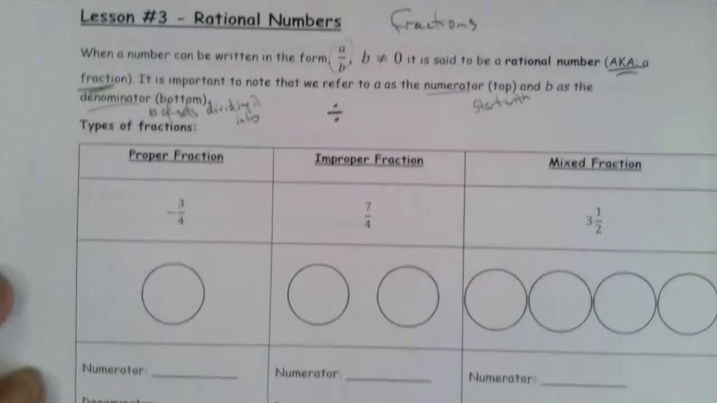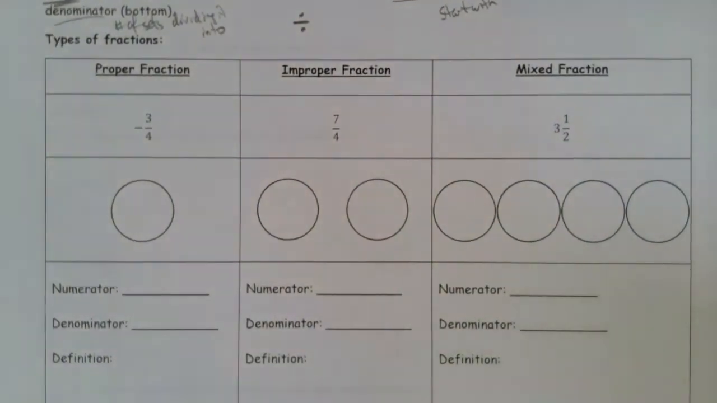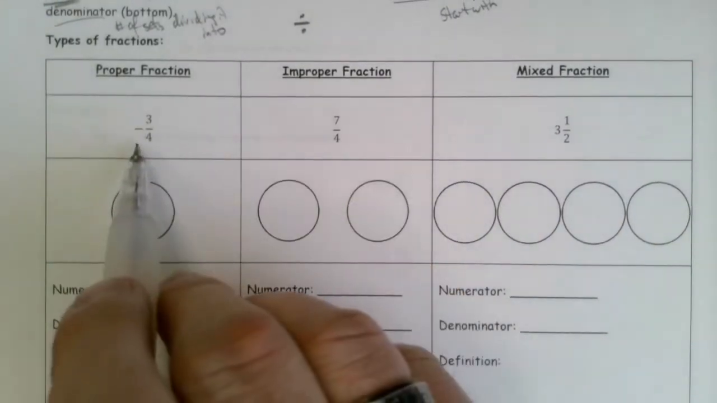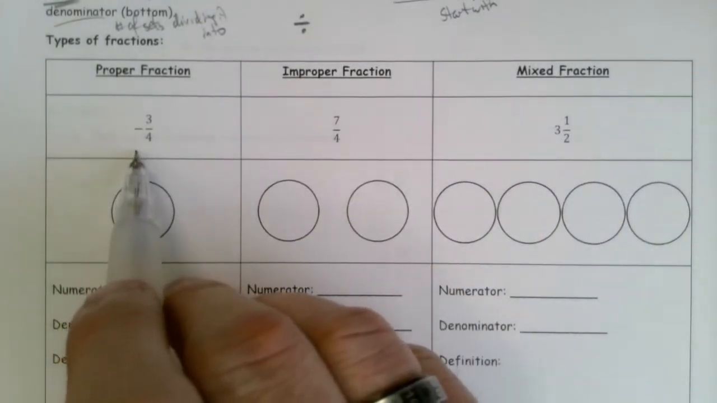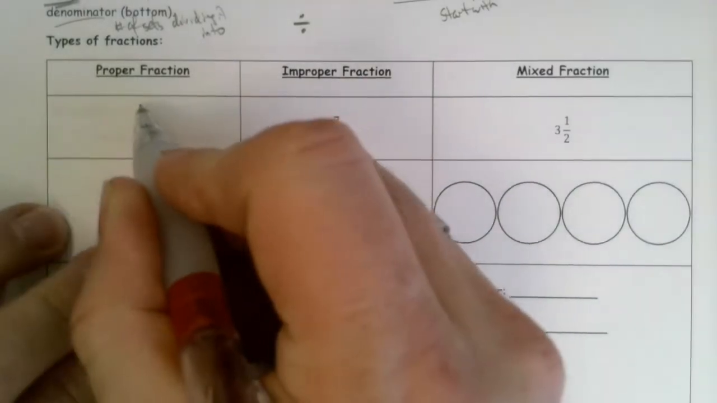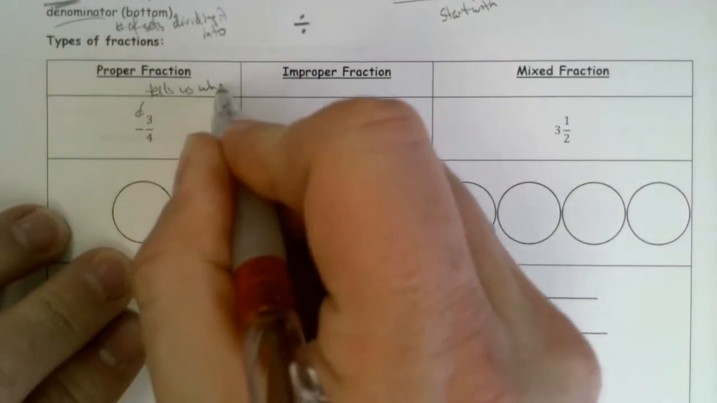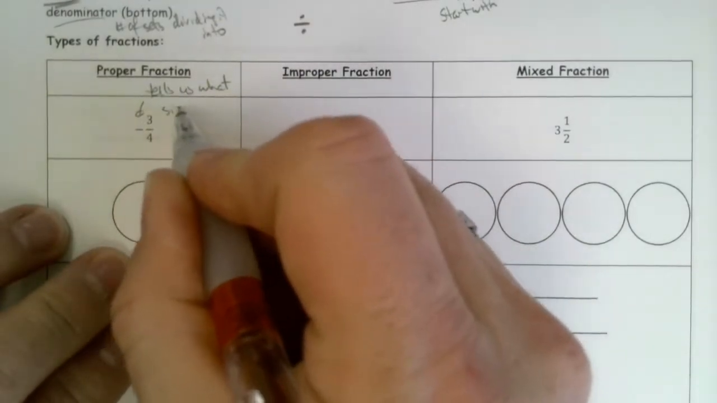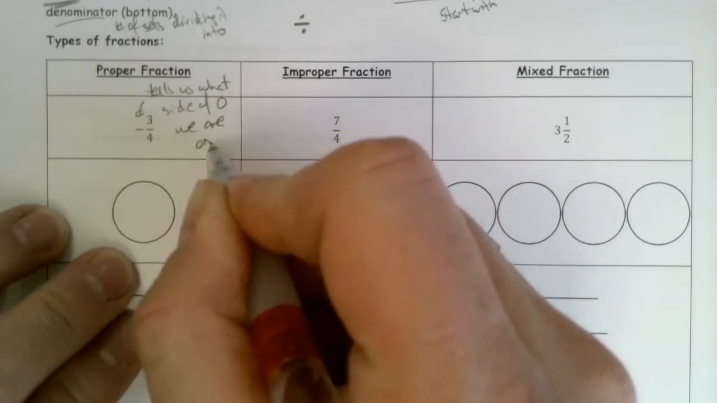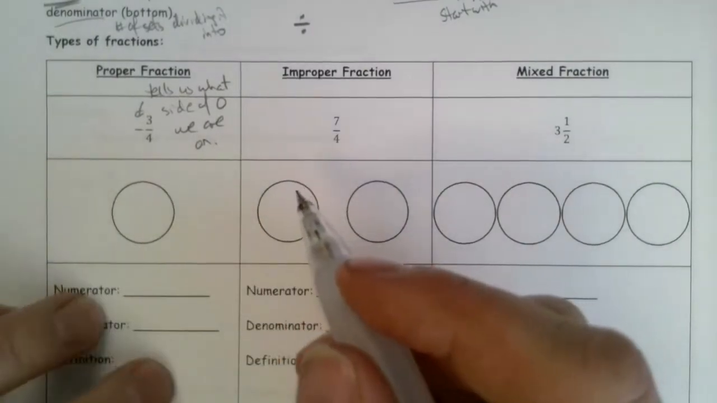So, for example, let's take a quick look here. We've got three different types here. We've got a proper fraction, an improper fraction, and a mixed fraction. So here's a proper fraction. Now, the negative there is just there to give it a sign. It could be a positive fraction. It could be a negative fraction. Basically, that negative just tells us what side of 0 we're on. If you're looking at the number line, the negative tells us we are to the left of the 0.